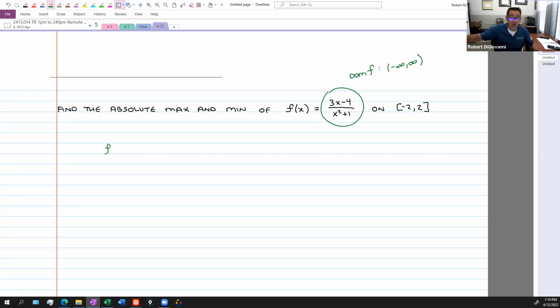That means if we get any critical numbers, we're going to need to look at them, make sure they live in this interval, but we don't have any domain restrictions at all, right? In terms of the function. The only restriction we have is that we can only be looking between -2 and 2. Okay, derivative. Quotient rule, right? Derivative of the top times the bottom minus derivative of the bottom times the top all over the bottom squared.